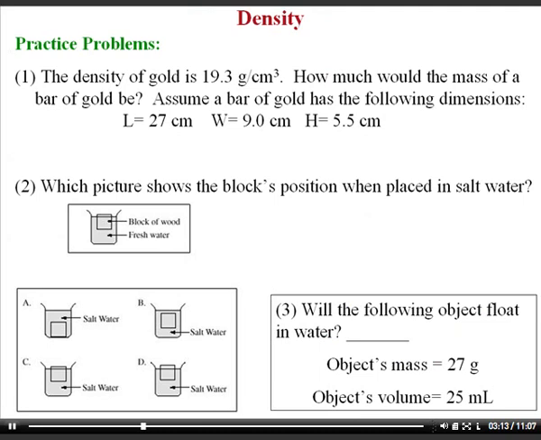Now we're doing some practice problems on the next slide. It says the density of gold is 19.3 grams per cubic centimeter. So how much would the mass of a bar of gold be if it has a certain length, width, and height shown on the screen? So we're trying to figure out the mass of the object, so we need to have the density and the volume.